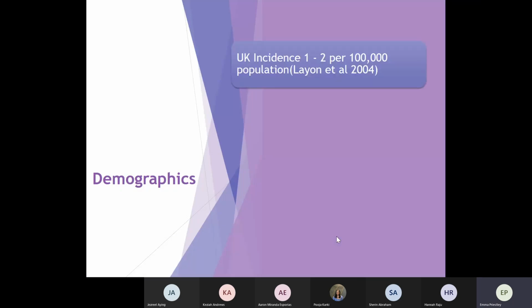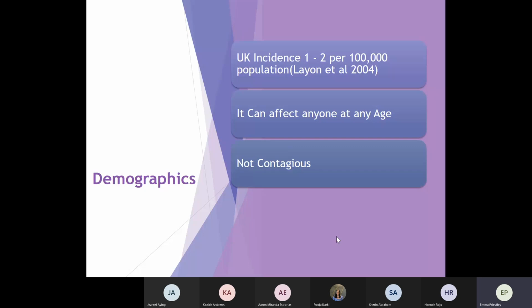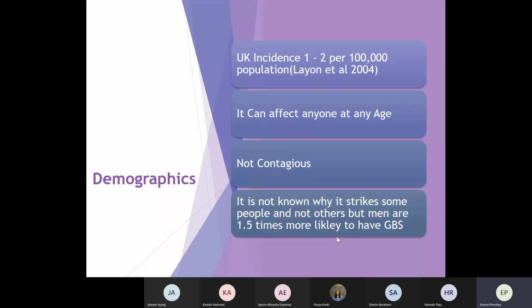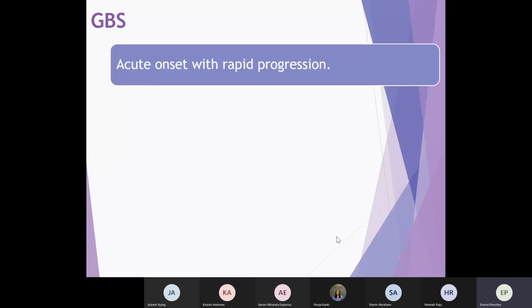From a demographic point of view, thankfully it's quite rare. We see it a lot because we are in a neurointensive care unit, but it's rare. Anyone at any age can get it, although if you're older, you are more affected by it and less likely to come out the other side completely unscathed. It's not contagious. We can't catch Guillain-Barre from anyone. It's not known why it strikes, but men are more likely than women. But you do see women with Guillain-Barre as well.